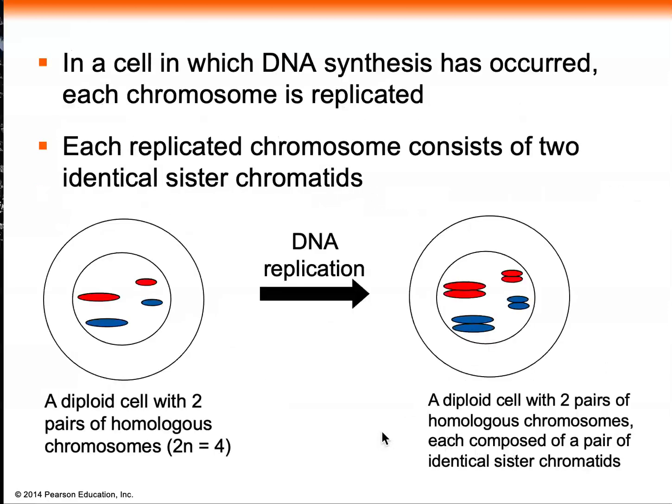Now, in a cell in which DNA synthesis has occurred, each replicated chromosome consists of 2 identical sister chromatids, as I showed you on that earlier slide. So you'll see them in this format where you'll have 2 sister chromatids which are identical to each other, connected together by those centromeres.